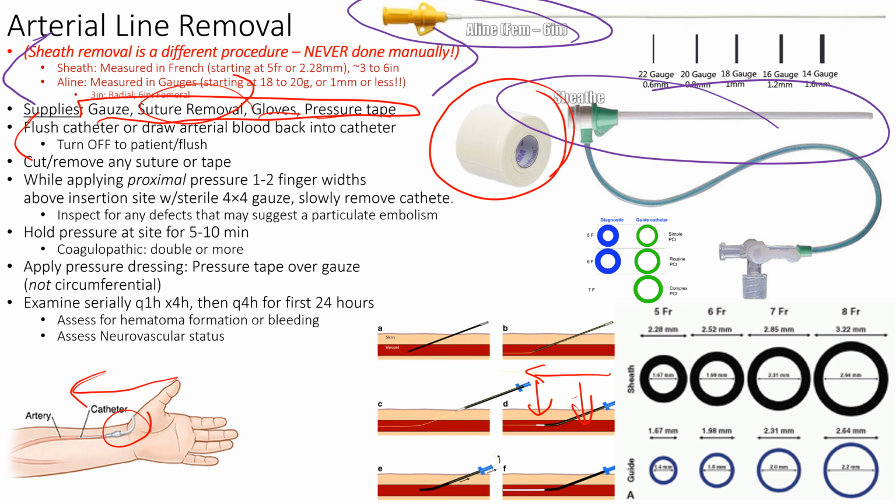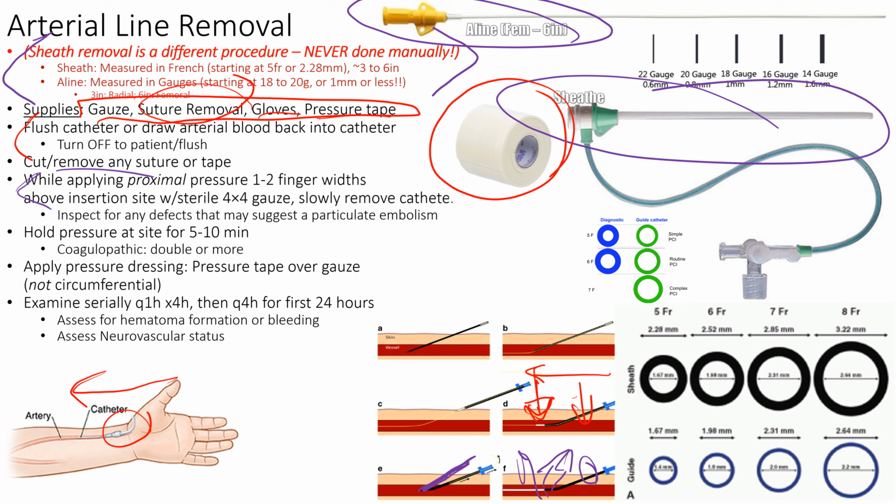You're going to apply pressure more proximally because the catheter is inserted at an angle. If we apply pressure just over the insertion site, then it can start oozing when you pull it out. So we want to make sure we are applying pressure proximal to the insertion site. We're going to cut the sutures off and remove any tape. That's usually the part that hurts the most, the removal of tape.